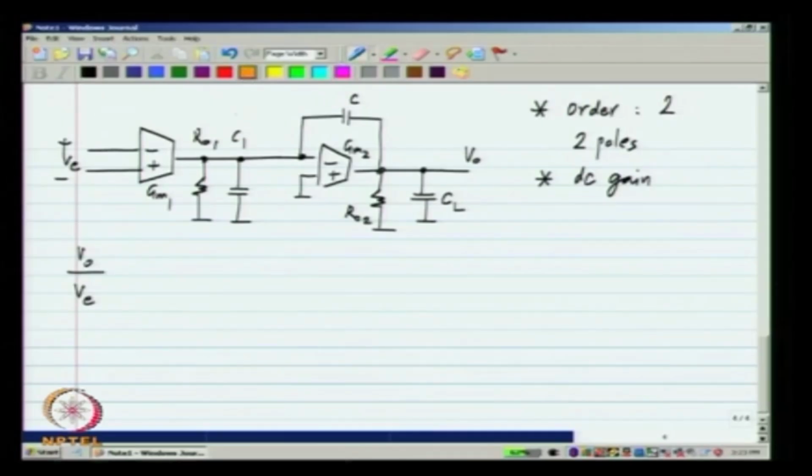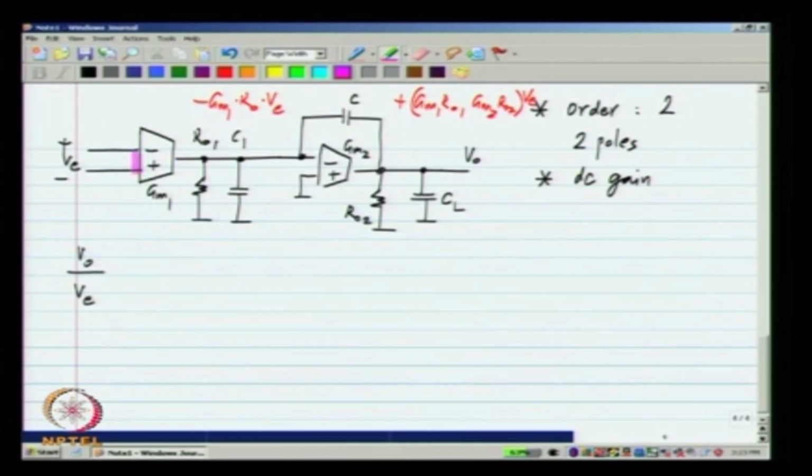For DC, all that happens is that all these capacitors are open circuited, C1, C and CL. We have a current GM1 times VE going into RO1. So, the voltage here will be GM1 RO1 VE, negative of that, and that is applied to the second transconductor, which provides a current GM2 times that voltage, which flows into the output resistance RO2. So, the output voltage will be plus GM1 RO1 GM2 RO2 times VE.